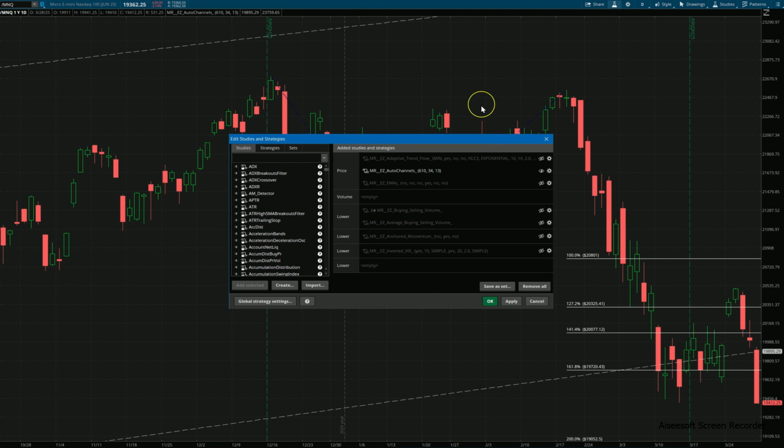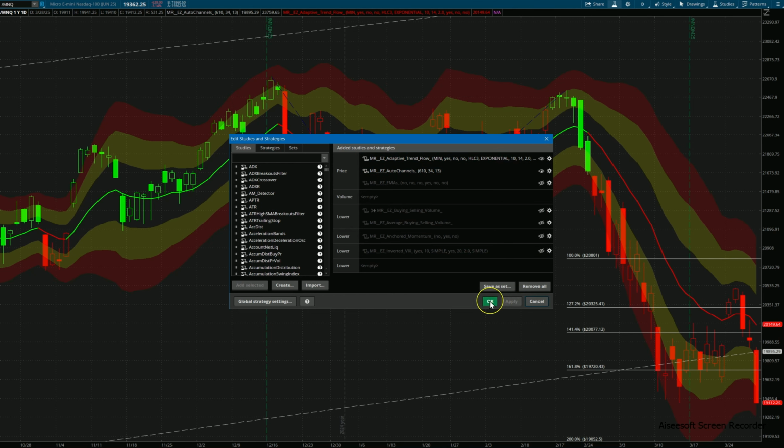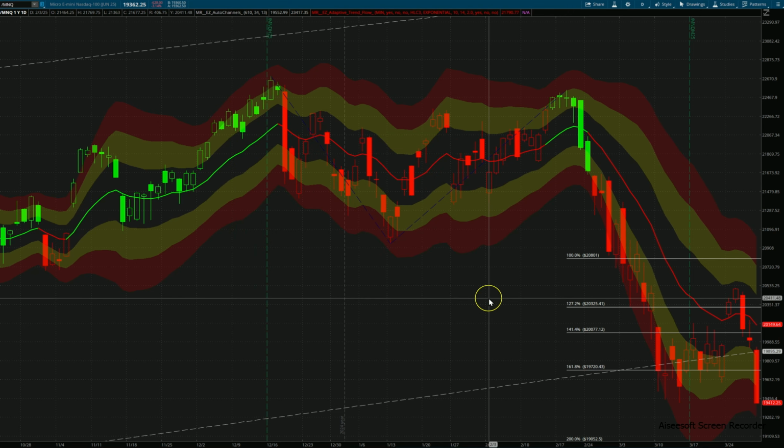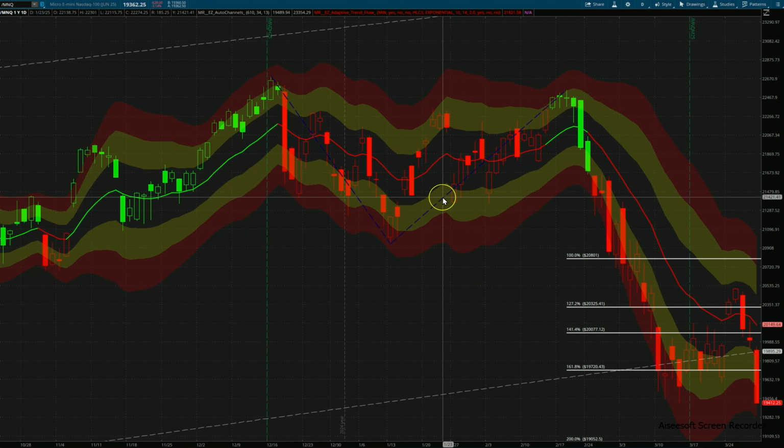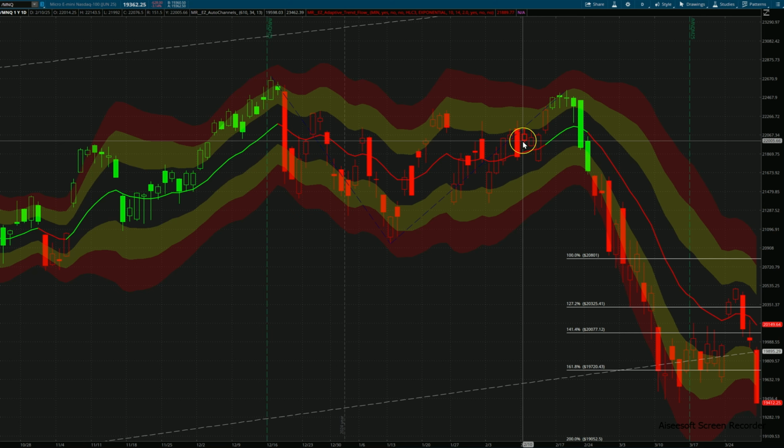And we got, like I said, the adaptive trend flow. Which brings a little more color to the chart. There we go. So we have the mean in the middle, line just kind of moseying along. Then we have the standard deviations. And we have 2 standard deviations, and we have 3 standard deviations.